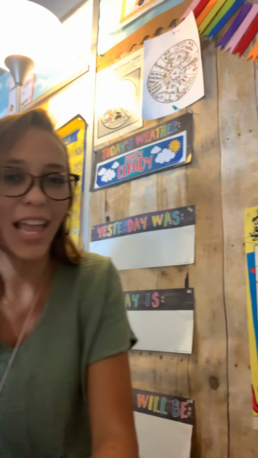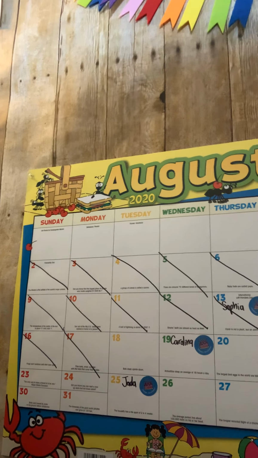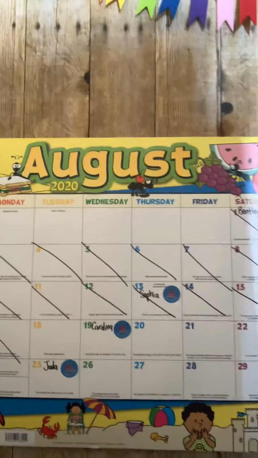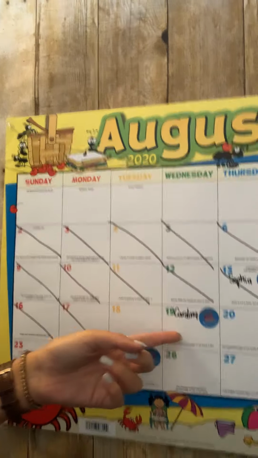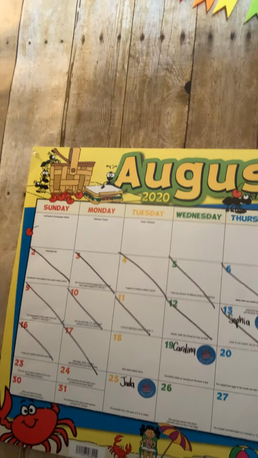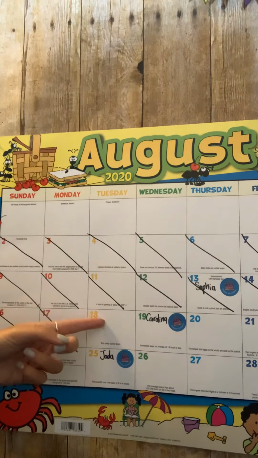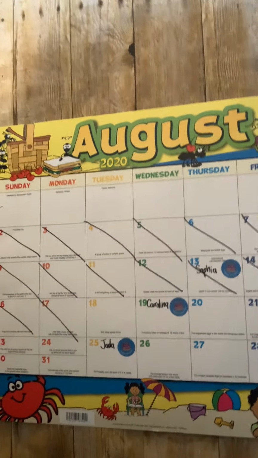Really good. You guys are getting good at that. Okay, so let's look back up here at our calendar. Now, we've had some special days in August so far. We've had a birthday last week. We have one coming up this week, and then we have one next week. So what we're gonna do is count the number of days till Miss Carolina's birthday. Now today is Tuesday the 18th. Her birthday is on the 19th.